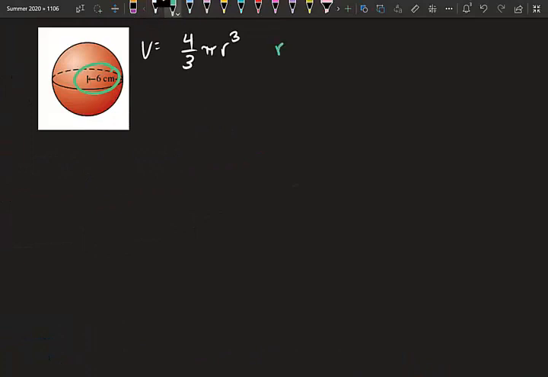Alright, we have our r. It is 6, so we are going to plug it into our formula of v equals 4 over 3 pi r cubed. So we have 4 over 3 pi, and then 6 cubed. My bad. Alright, let's cube 6. So 6 cubed comes out to 216.